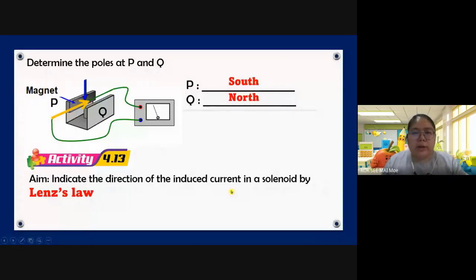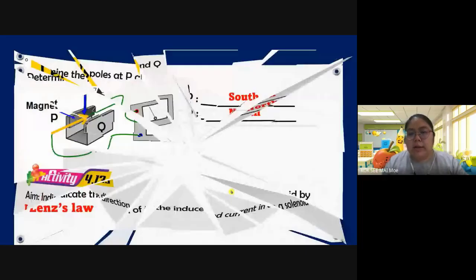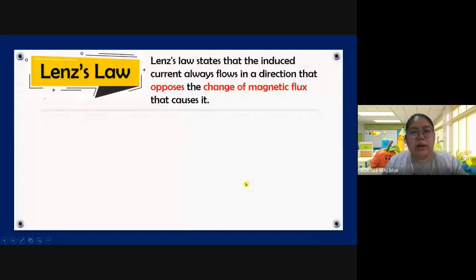Okay, Lenz's law, what are they talking about? This one is the definition of Lenz's law. Lenz's law states that the induced current always flows in a direction that opposes the change in magnetic flux that causes it. They just want to mention how the induced current is produced. The induced current is produced when the magnetic flux is in opposite directions. The flowing direction is opposite, and then they produce a changing magnetic flux. What does opposite directions mean?